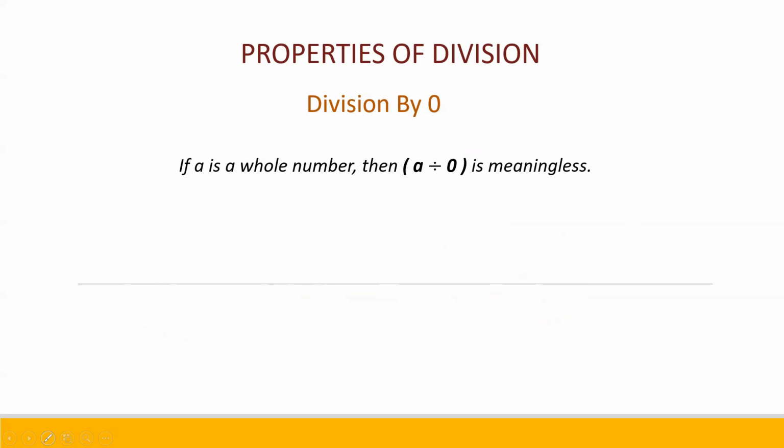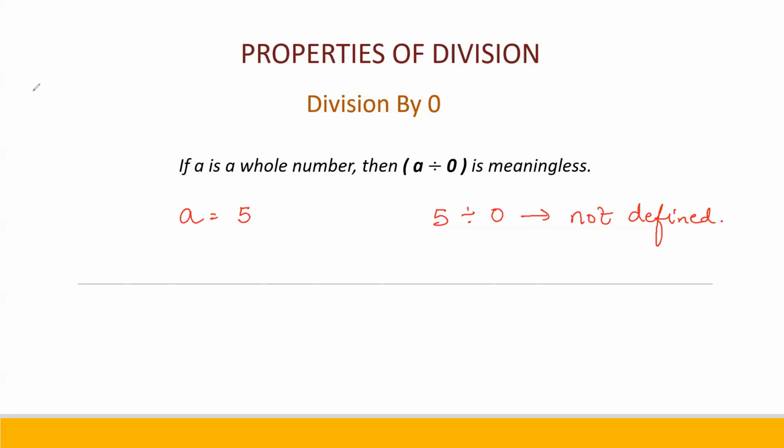Now, when we come to the next property, which is division by zero. Suppose we take any whole number A, B, 5 or any whole number and we divide this whole number by zero, this is meaningless. We cannot divide a whole number by zero. In fact, division of any number by zero is not defined. We have to understand this point. So this is the next property, that division by zero is not possible.